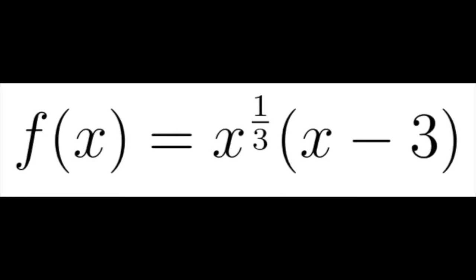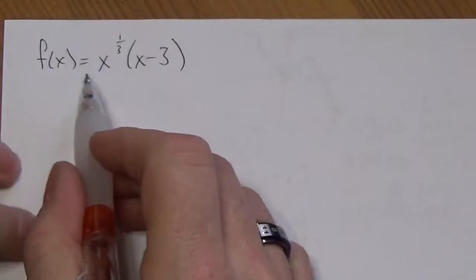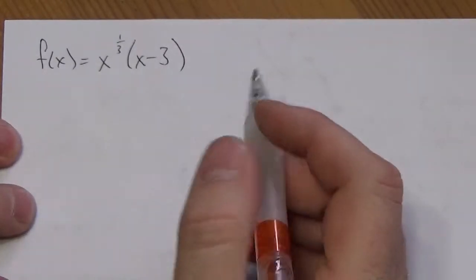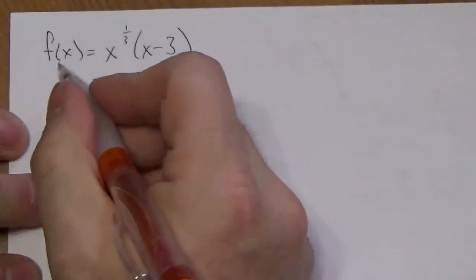In this chapter, we will be using calculus as a tool in curve sketching. In this video, we'll be sketching the graph of x to the 1/3 multiplied by x minus 3. All right, this time the question is f of x is equal to x to the 1/3 multiplied by x minus 3. All right, so here we go.